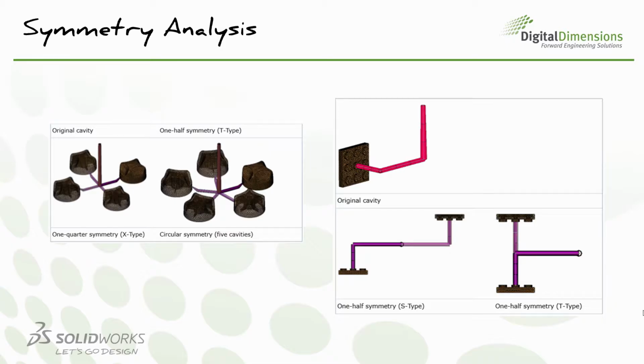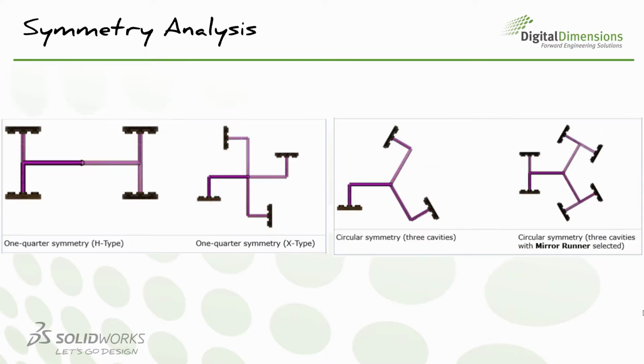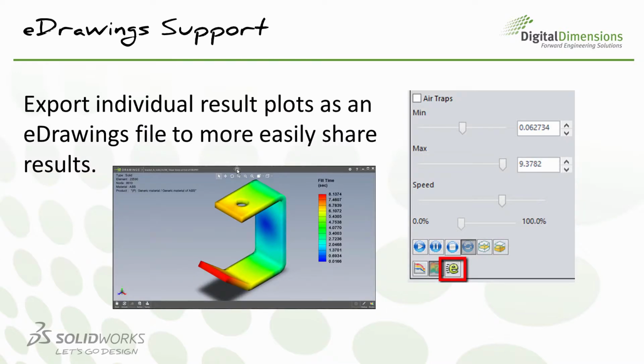Here are some additional orientations that can be modeled using the new Symmetry Analysis option in Plastics. The next new functionality to cover is that we have eDrawings support now in SOLIDWORKS Plastics. That's right, we can go in and open our results, and at the bottom of the results pane we have an opportunity to choose to save to an eDrawings file.